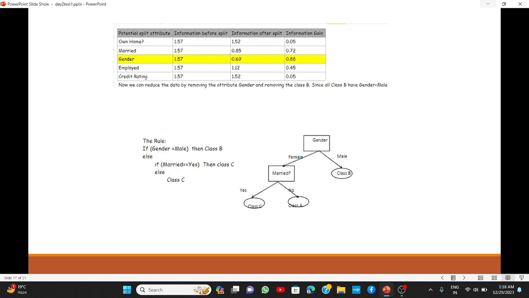Now we choose gender as our attribute because it has the highest information gain among all. Now we can reduce the data by removing the attribute gender and removing the class B, since all class B have gender equal to male. We got gender as a root node, and married and class B as subnodes. The rule is: if gender equals male then class B, else if married equals yes then class C, else class C.